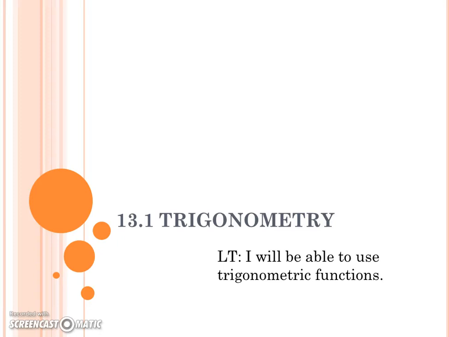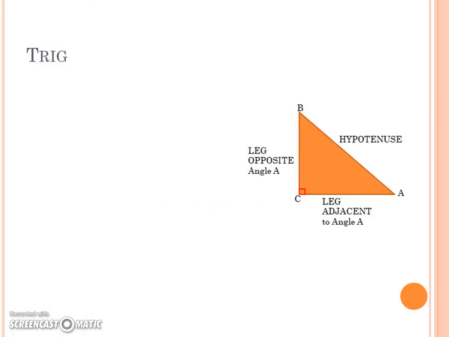Welcome to Chapter 13. We're going to start with a review from geometry. So this is trigonometry. Trigonometry has to do with right triangles. On a right triangle you have the hypotenuse and you have two legs, one that is opposite of the angle and one that is adjacent to the angle.